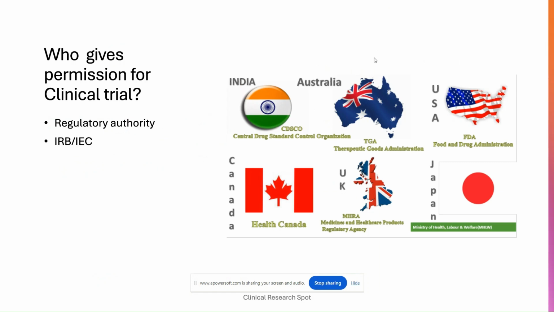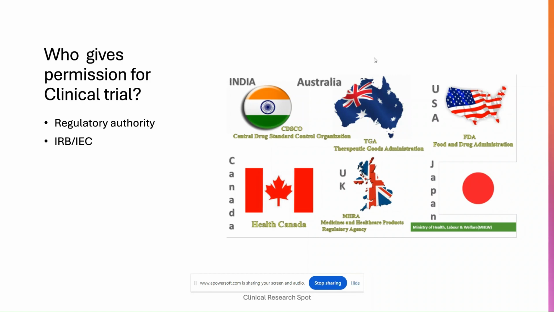Now let's see the next point. Who gives the permission to conduct the clinical trial? It's not like that without any permission we can conduct a clinical trial. So we need a proper approval from someone to perform the clinical trial. So who will give that? That is the regulatory authority and IRB or IEC. Before starting clinical trial activities, it's very important to get the approval for conducting a clinical trial.